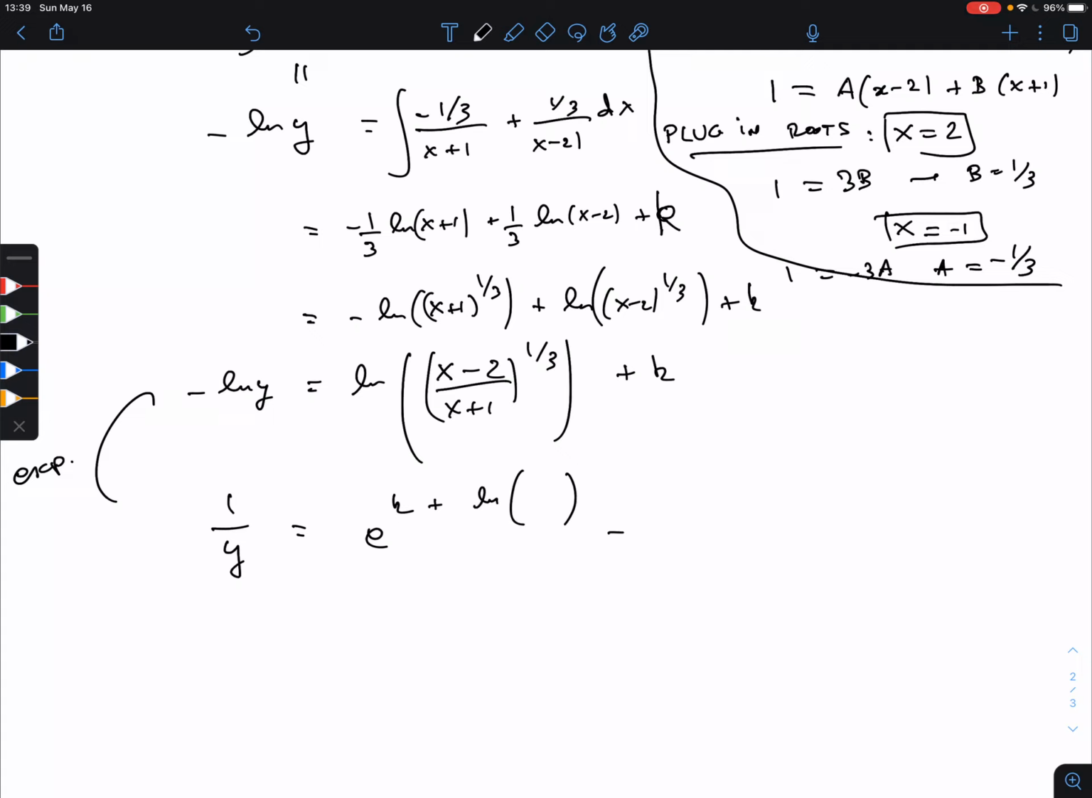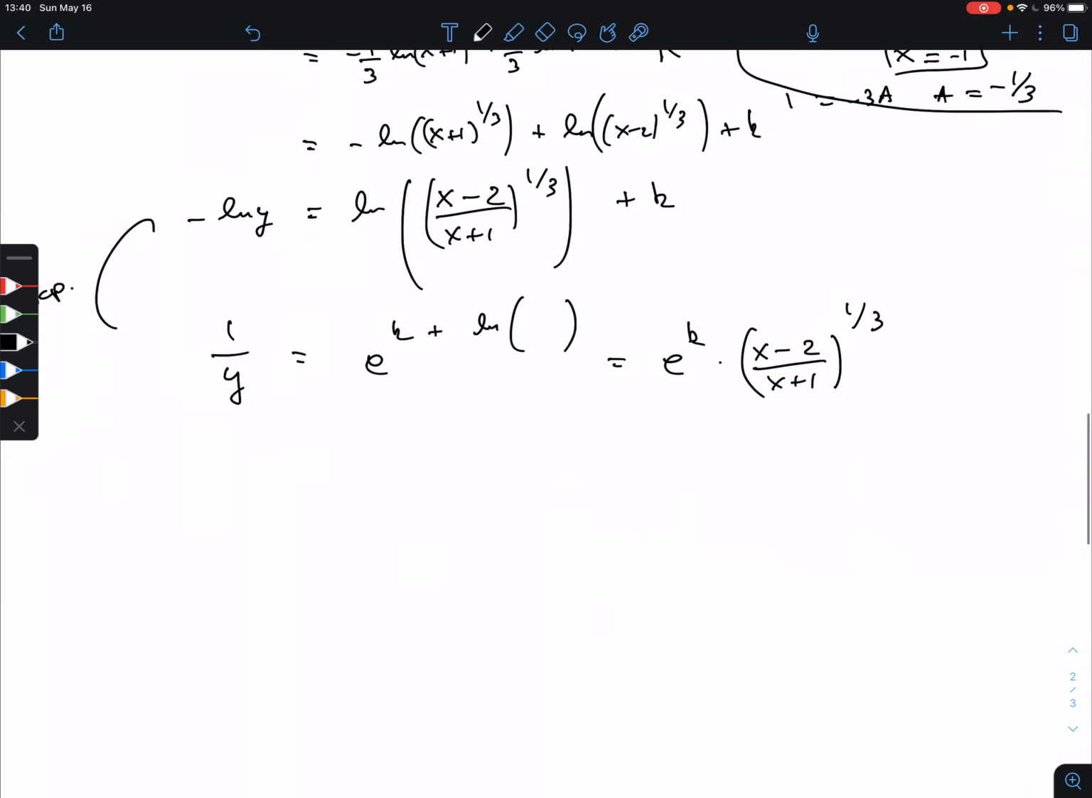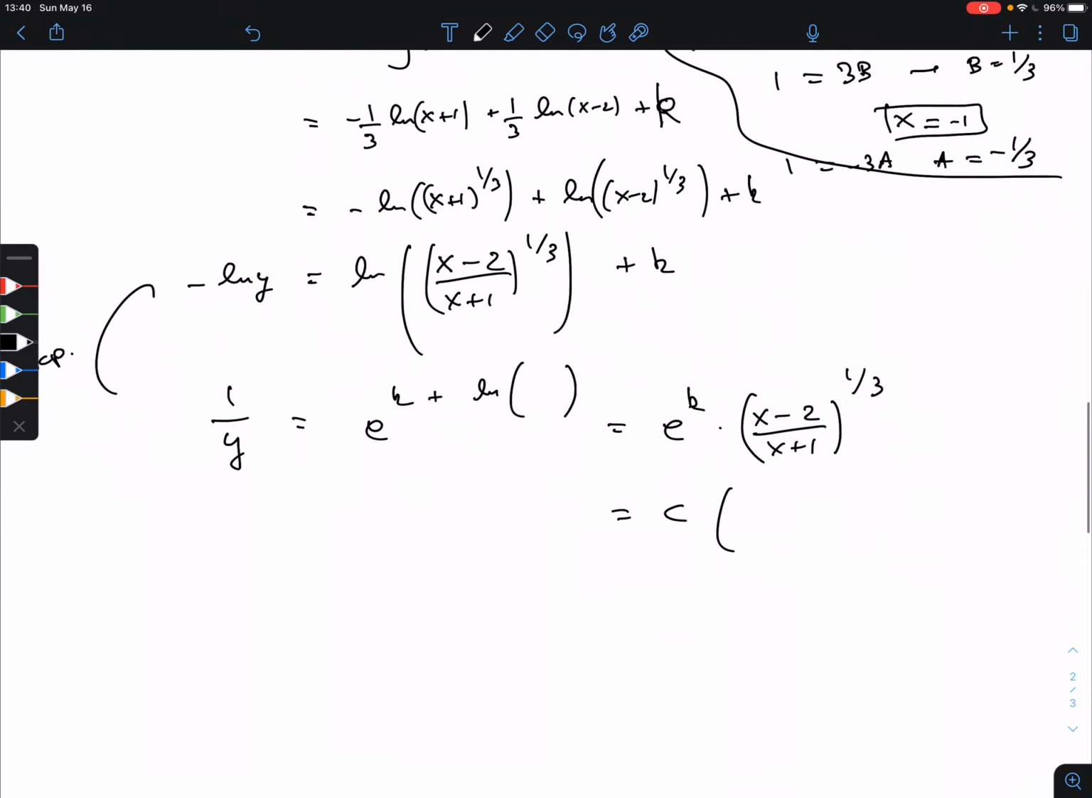Let's not copy it. But that quickly becomes e to the k times e to the ln, and the e and the ln cancel out. So this becomes x minus 2 over x plus 1 to the power 1/3. So we can call this c. So c is equal to x minus 2 over x plus 1 to the power 1/3. And we are almost there now.